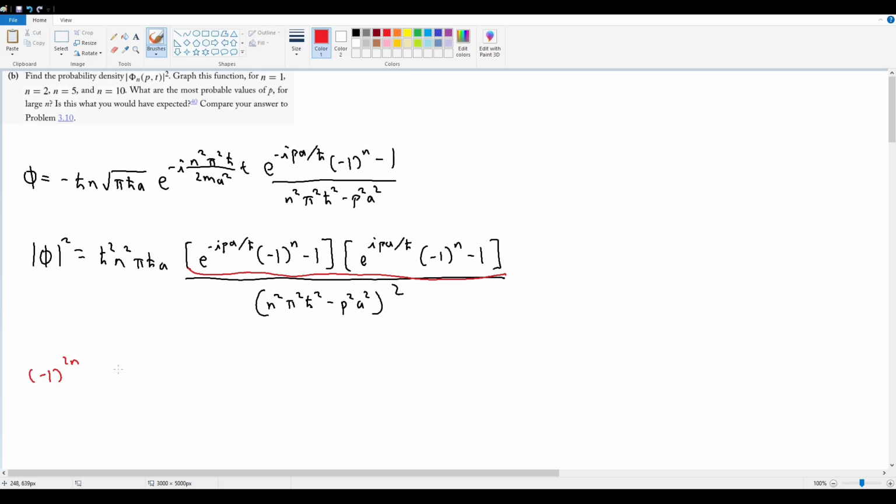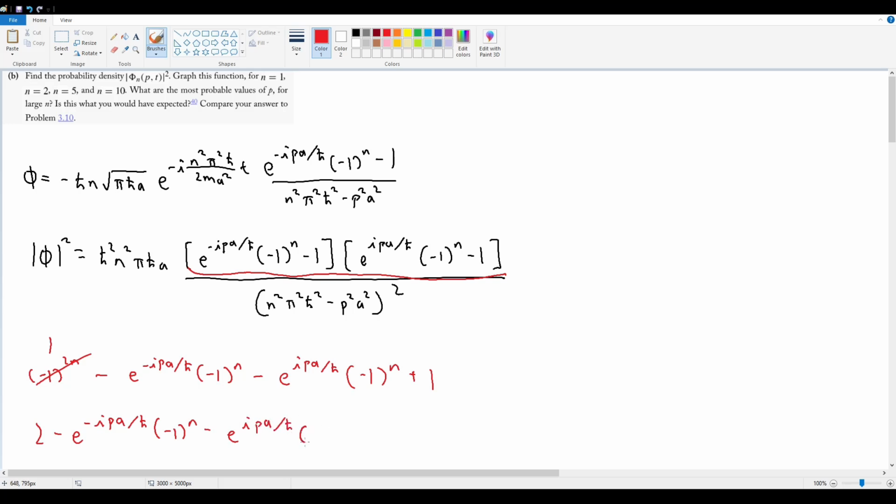This is going to subtract by e to the negative ipa over h bar times negative 1 to the power of n, minus e to the positive ipa over h bar times negative 1 to the power of n plus 1. 2n is always going to be an even number, so this term is just going to be 1. So 1 plus 1 makes 2. You have 2 minus e to the negative ipa over h bar times the negative 1 to the power of n, minus e to the ipa over h bar times negative 1 to the power of n.